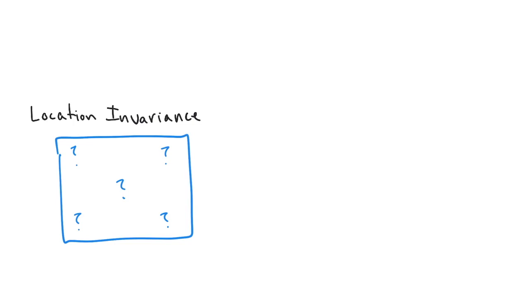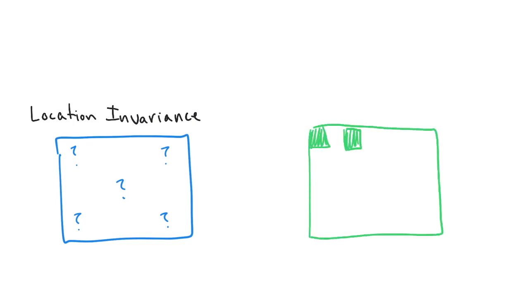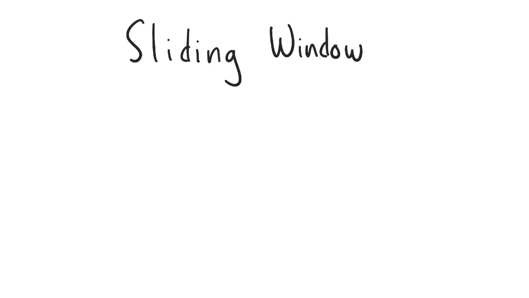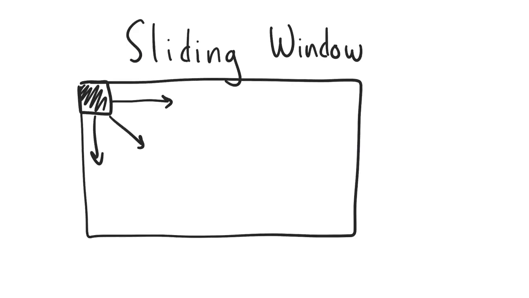What's more, it's obvious that the pixels closest to each other have more of a relationship to each other than the pixels that are far away. That is, there is spatial correlation between the pixels in our images. So how can we account for these two aspects of image data? The solution used in convolutional neural networks is what's known as a sliding window.